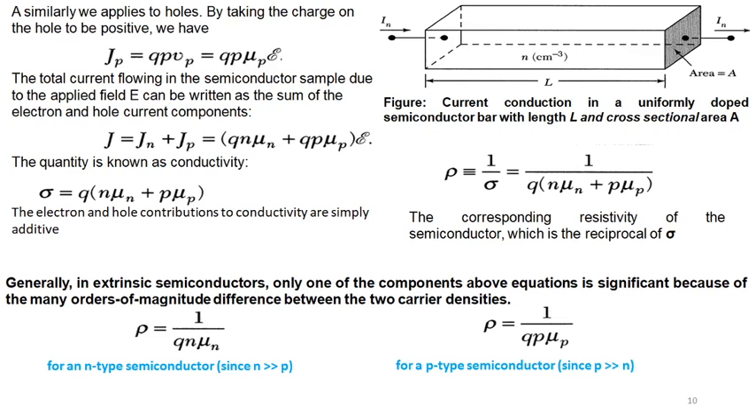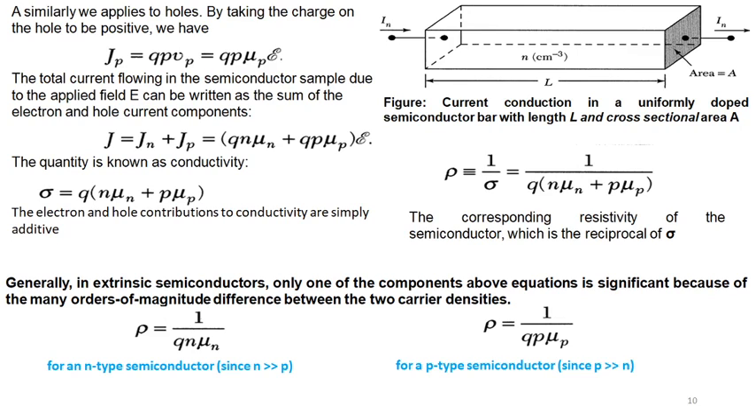Then we can write conductivity in terms of current density: sigma equals q times n mu n plus p mu p. The electron and hole contributions to conductivity are simply added. And by using conductivity we can write resistivity. The reciprocal of conductivity is the resistivity, and the formula is shown here.